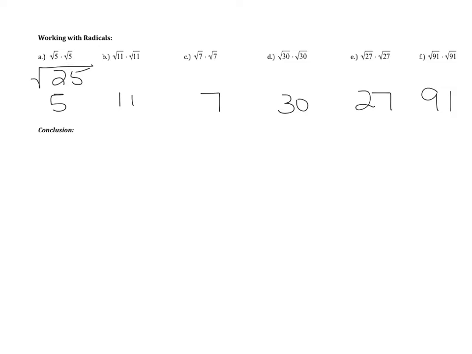The square root of 11 times the square root of 11 would give us the square root of 121. Well, the square root of 121 is just 11. The square root of 7 times the square root of 7 would give us the square root of 49. Well, the square root of 49 is just 7.